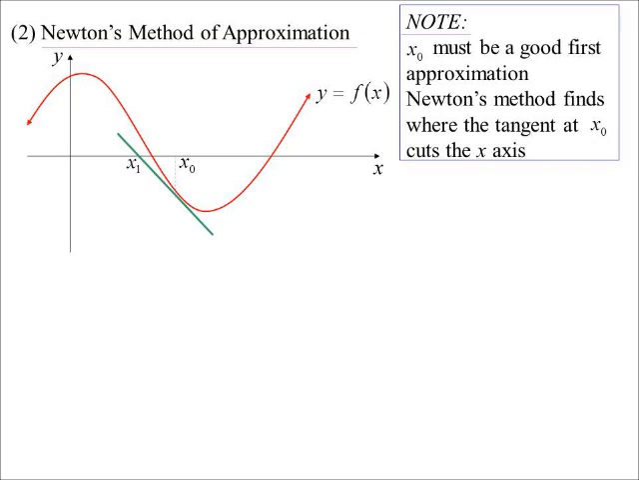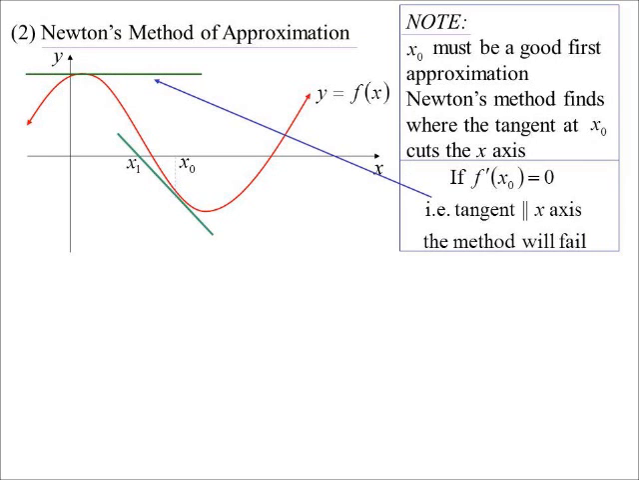That's what I mean. There are bad places. If I was trying to find this solution and I put it on the other side of the turning point, well, the tangent's going to go to the wrong solution. So that would be a bad first approximation. If it was a stationary point, that's what we'd call a hopeless one, because it's going to be parallel to the x-axis. It'll never cut it, so Newton's method would fail altogether. If it turns out to be a stationary point, then it's just not going to work.